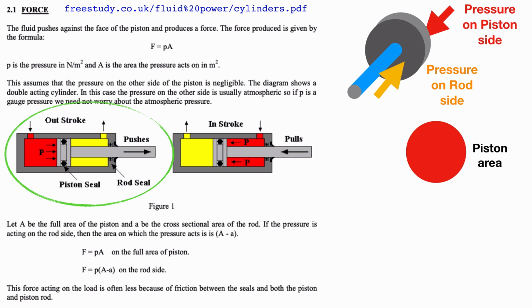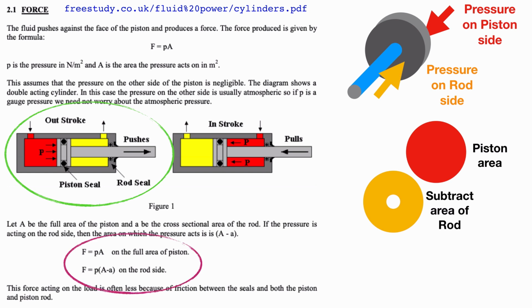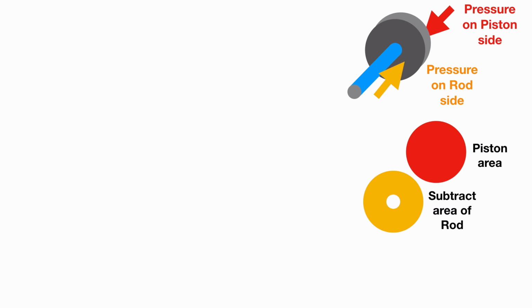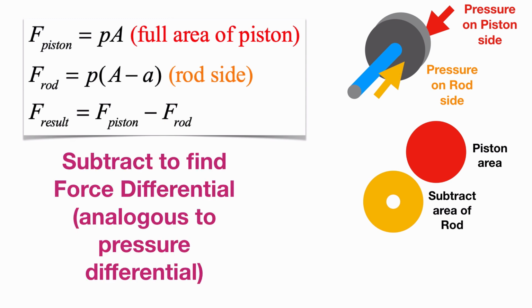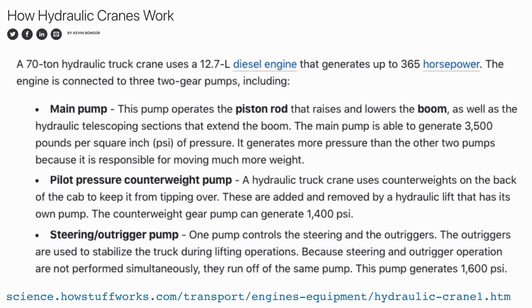Now, here's where you think about the pressure. It's not just a pure pressure differential, right? Because the area is not the same. On the piston side, you have a full circle, but on the rod side, you have to subtract the area of the rod. It's a very simple geometry problem, and this little guide goes through the math. So you really are doing a subtraction of the forces. You subtract to find the force differential, and this is analogous to the pressure differential. And again, he's talked about how every time I used PSI, I was trying to confuse people, but PSI is everywhere, at least in a lot of the references that I saw.